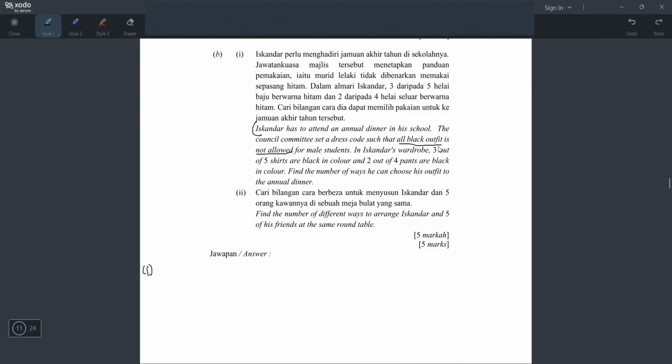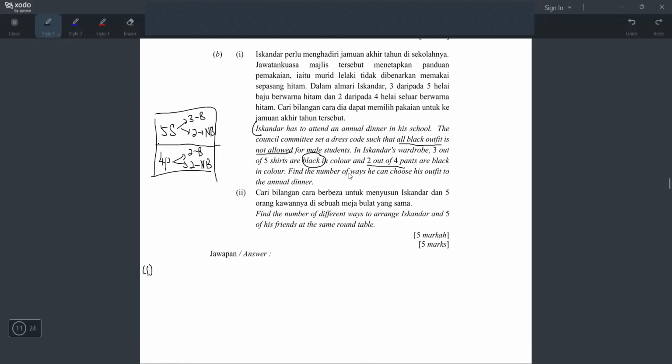In Iskandar's wardrobe, 3 out of 5 shirts are black. So he has 5 shirts, right? This is Iskandar's wardrobe. 5 shirts, but 3 of them are black. So the other 2 are not black. I write NB, just a short form, for me to easily imagine. 2 out of 4 pants are black in color. It means in total there are 4 pants, but 2 of them are black. So the remaining 2 must be non-black, right?